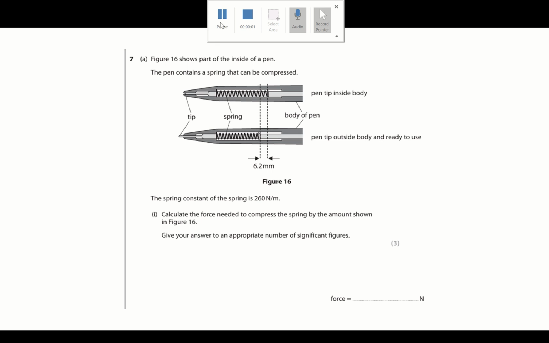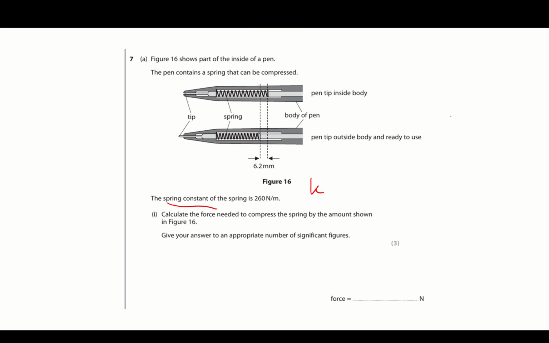Okay, question 7. We've got a bit of Hooke's law here, and I don't know if it's going to ask us about elastic potential energy. I don't think it does. So the spring constant, we know that's K. I'll get this ready now. Kentucky, oh, that K is terrible. Kentucky Fried X-rays. It says, calculate the force needed to compress the spring by the amount shown.